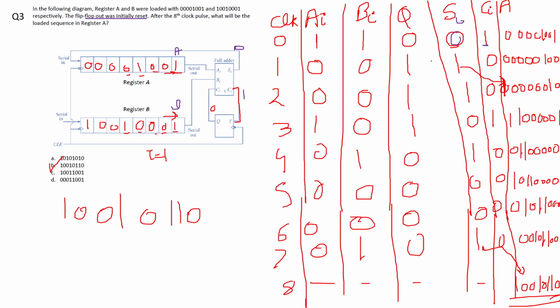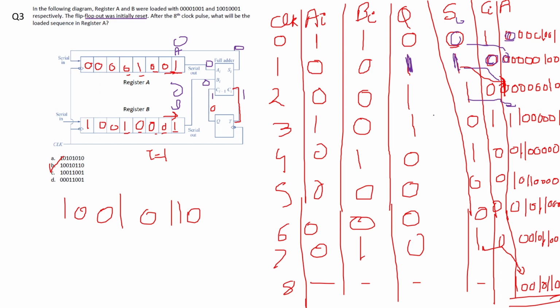As CI is equal to 1, the output will toggle, so Q will become 1, that was 0. Now AI and BI are 0 and 0, and CI is 1, so SI will be equal to 1 and CI will be equal to 0. That SI one will be here, so the contents will be updated. This 0 comes from here, this one comes here, this one comes here. That means these SIs are serially going into the A register.